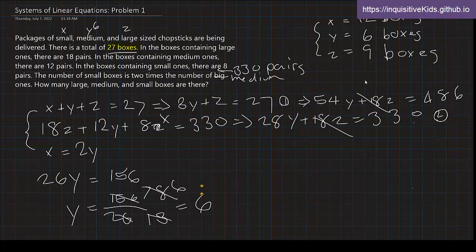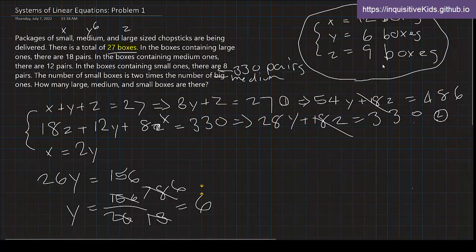There you go. That is our final answer. But keep in mind that normally this would not be a valid answer because people don't know what X, Y, and Z are. But you know, X in this case is equal to small size boxes, and Y is equal to medium, Z is equal to large.